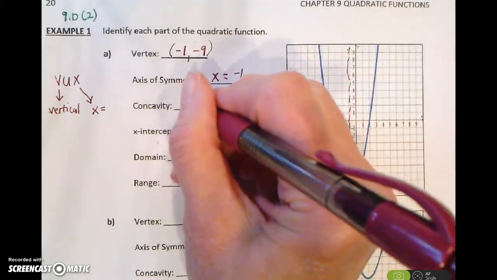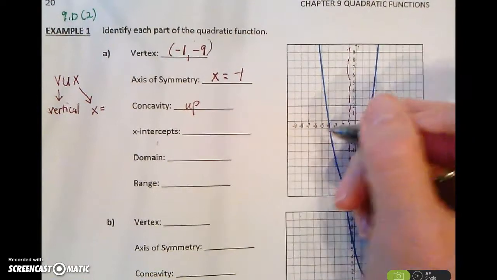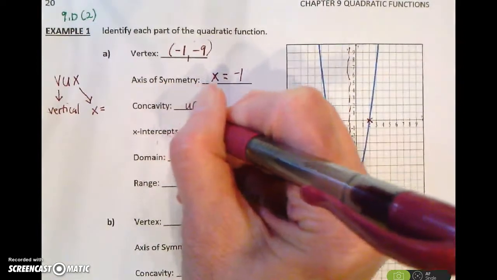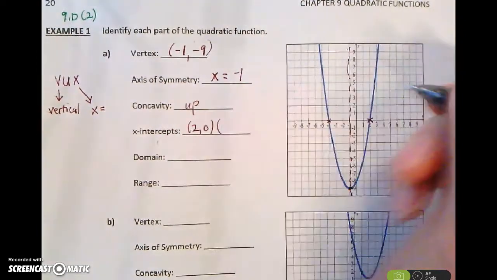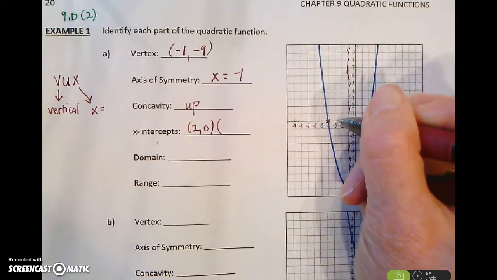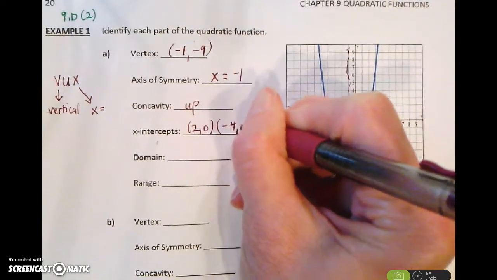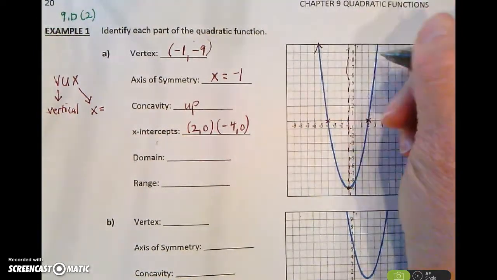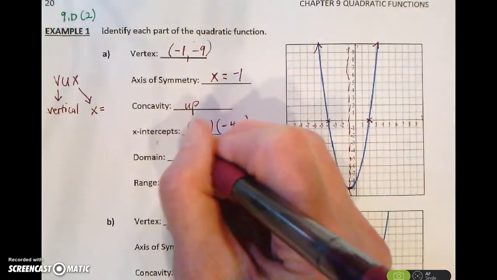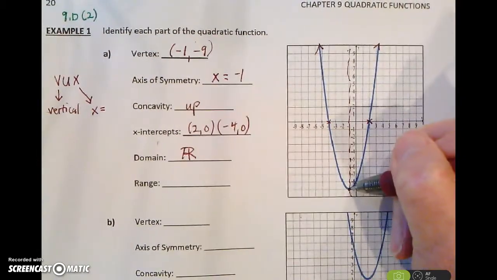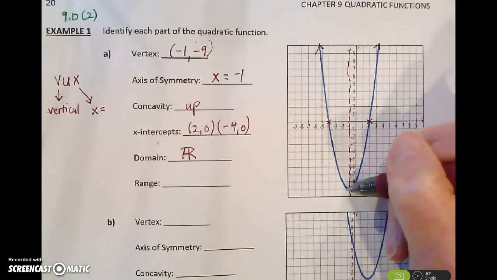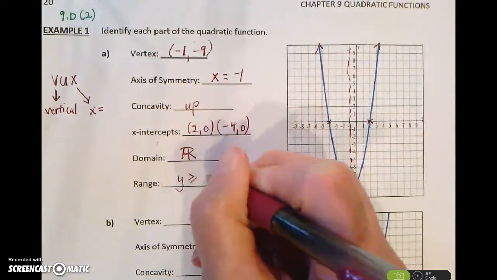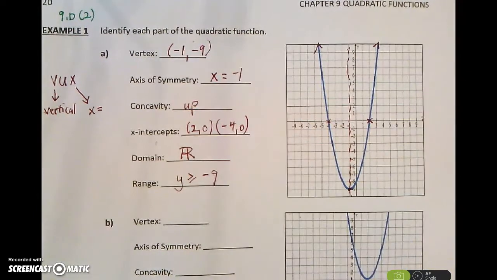Concavity, it's open up. The x-intercepts, the places where it crosses the x-axis, would be at (2, 0) and, looks like it's 1, 2, 3, 4, (-4, 0). So this one has 2 x-intercepts. The domain goes from the left to the right and is all real numbers. And the range in this case starts at -9 and goes up. So we say that y is greater than or equal to -9.